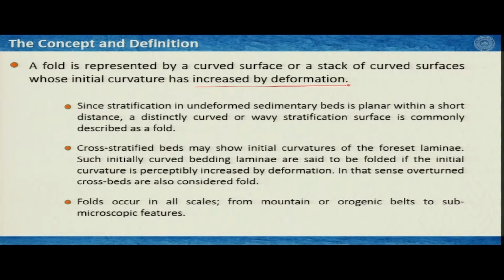The curvature or undulation, whatever word you use, has to be produced by deformation. So, that means that if I have an initial curvature that may not be produced by deformation, and by application of deformation, if that curvature got increased, then we term this structure a folded structure or simply a fold. So, deformation is very important in defining fold. Without deformation, if you have any curvature, that is not at all a fold.